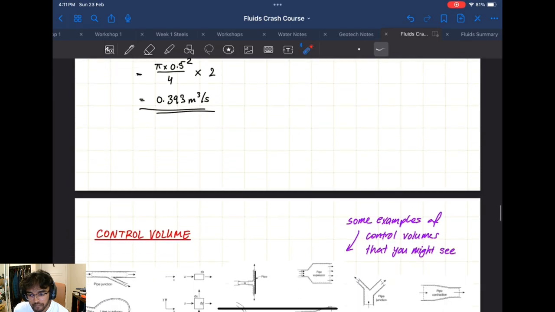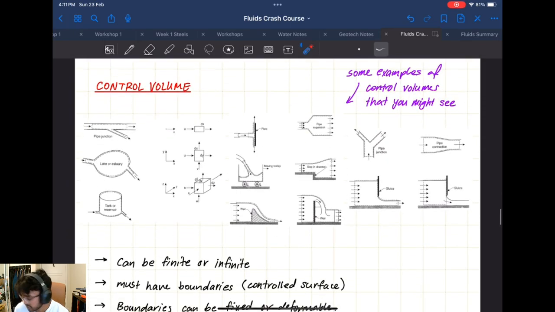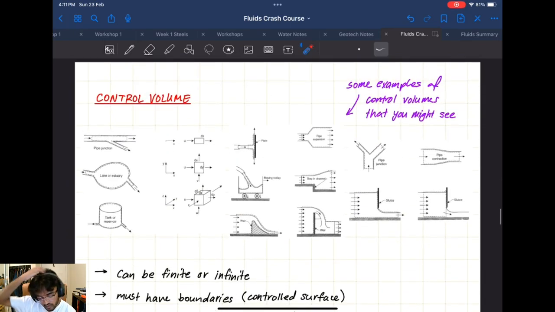Now I'm going to quickly touch on control volumes. Control volumes are pretty much the part of the volume that you analyze. Because in some cases they can be finite or infinite.